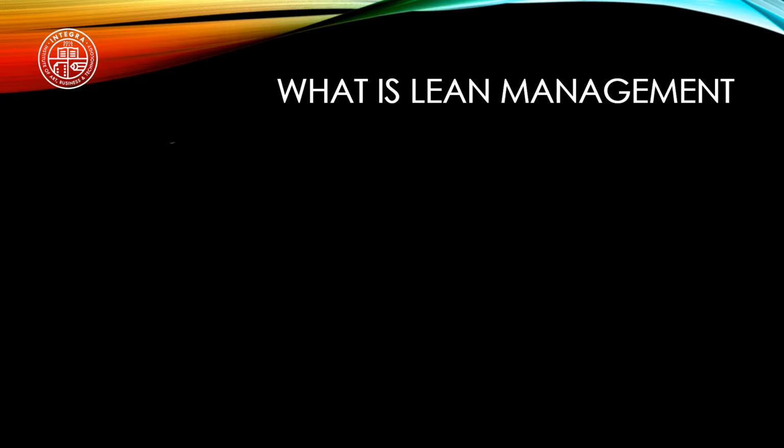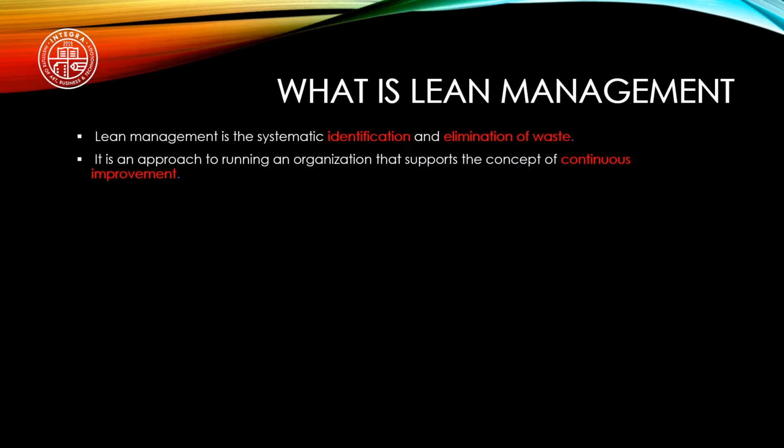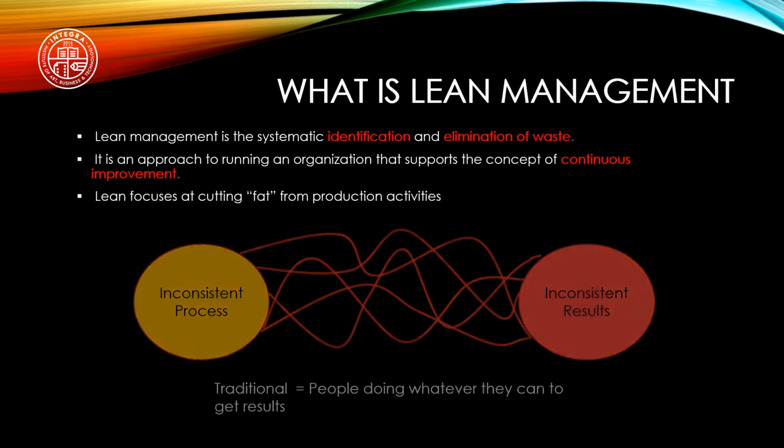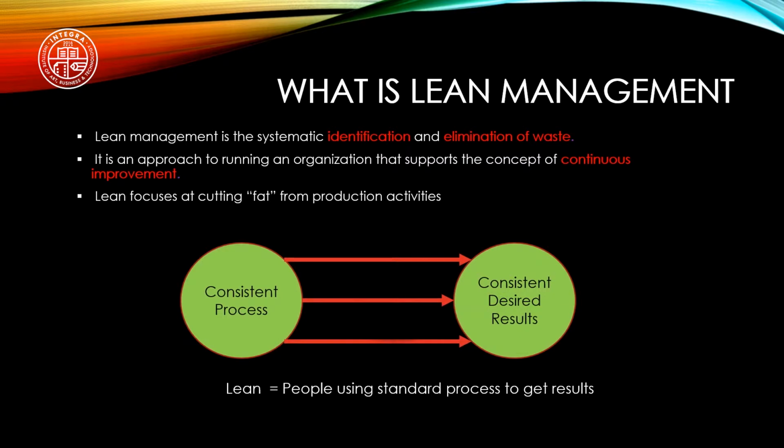Lean management is a systematic identification and elimination of waste. It is an approach to running an organization that supports the concept of continuous improvement. Lean focuses on cutting fat from production activities. In a traditional setup, people do whatever they can to get results. Processes are inconsistent, problems are addressed through firefighting, and if a process is working, like they said, if it ain't broke, don't fix it, nothing is done to improve it. In lean management, processes are standardized and further improved to consistently achieve the desired output in the most desirable quality.